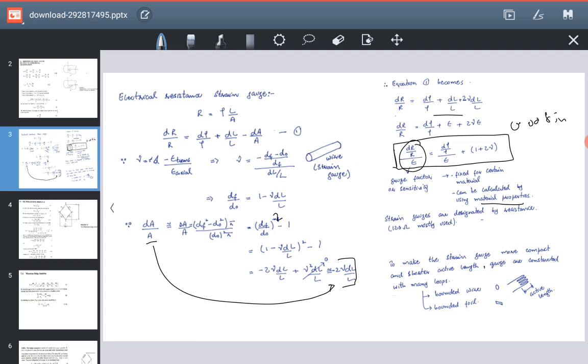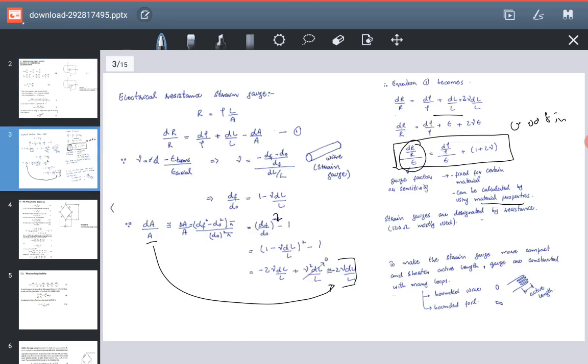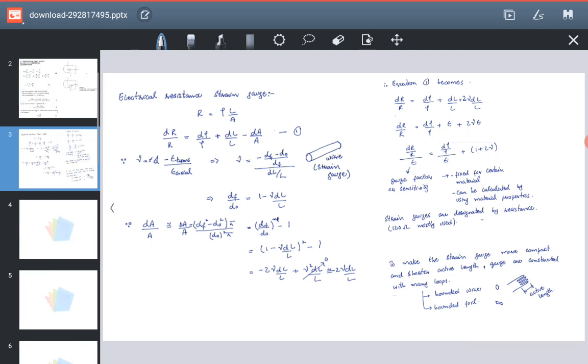But one thing more is that if you see here, the error is directly proportional to the length. The point is that the lesser length we use, the harder it is for us to make a gauge, but the more precise it will be. So to make a certain gauge more compact, a shorter active length is produced, and gauge lengths are constructed with many loops. So the gauge length is mainly like this.